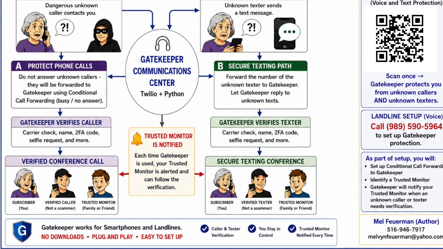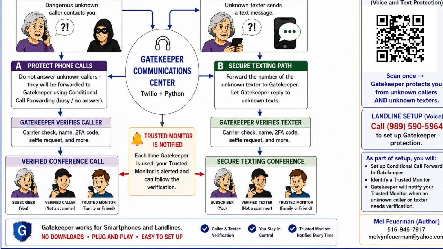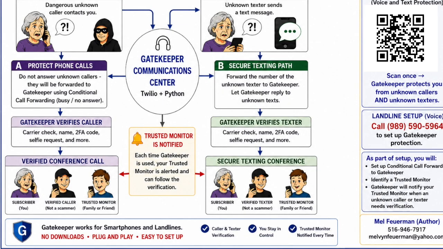Right. So this is a little different, because when the unknown texter texts the lady, that text is not automatically forwarded to Gatekeeper, right? Because you can't forward texts. So in the diagram, the lady copies the number of the unknown texter and sends that number to Gatekeeper manually. Is that correct?